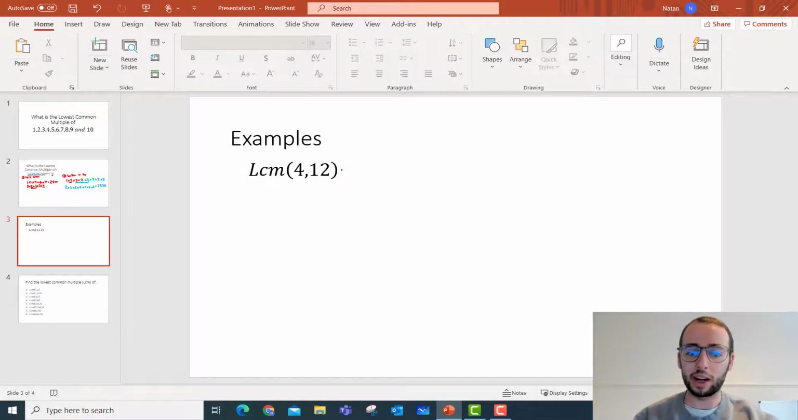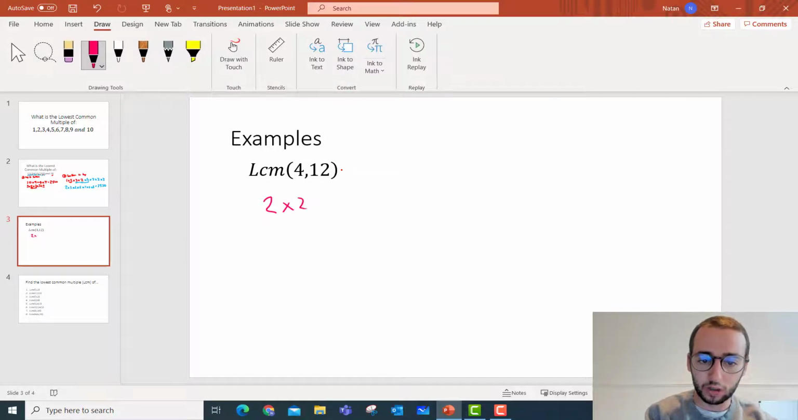That's what's nice to practice here, is that you can answer this by saying, okay, well 4 is 2 times 2, and to make that also a multiple of 12, we're going to need to just times it by 3, because then we get straight to 12. So this would just give me 2 times 2 times 3.